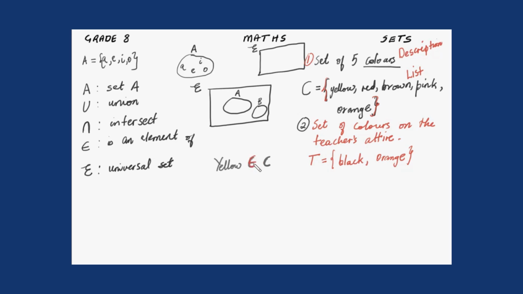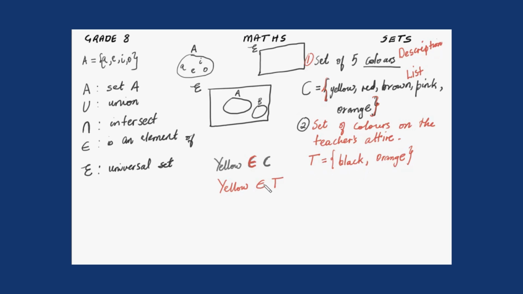Because this here is a set symbol. This is a set symbol. So we use symbols in this topic instead of long sentences. Now, if I would say yellow is an element of set T, that would be wrong because there is no yellow color in set T. So yellow is not an element of set T.